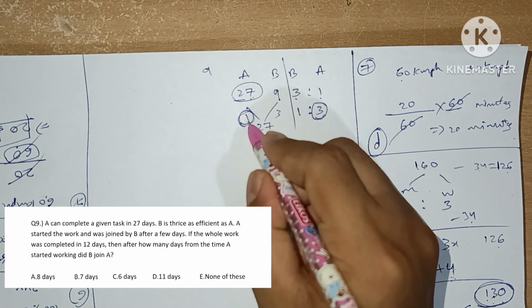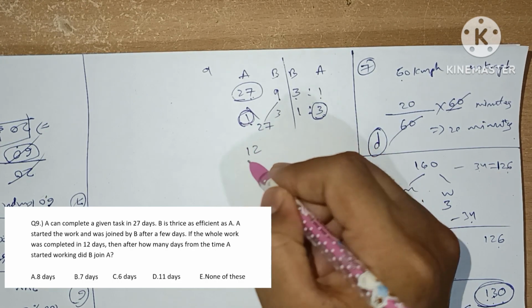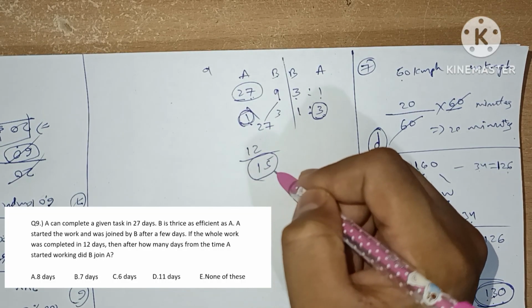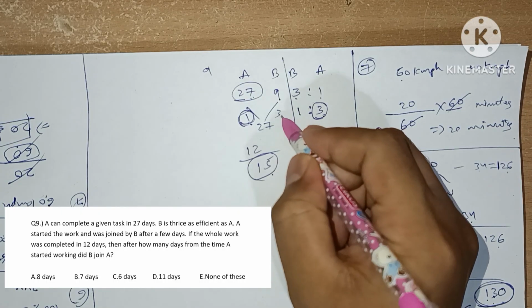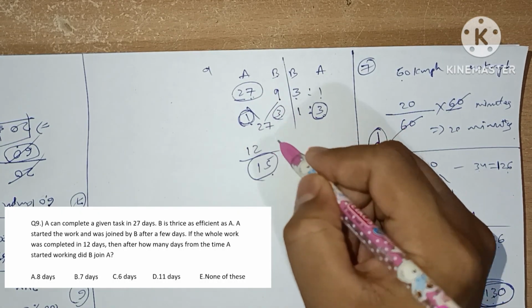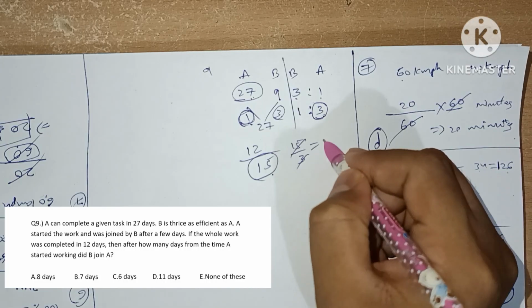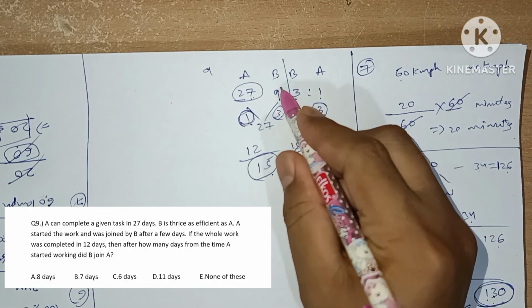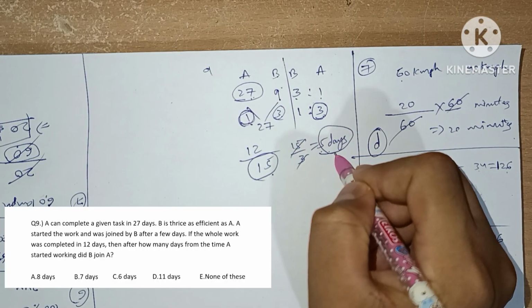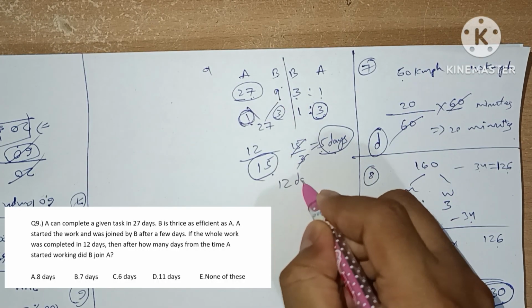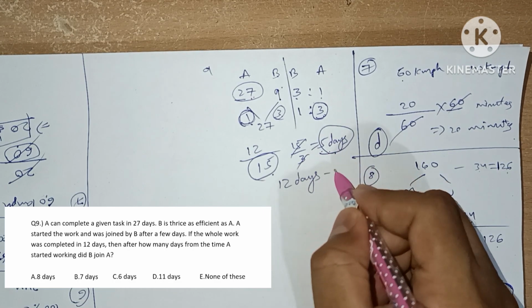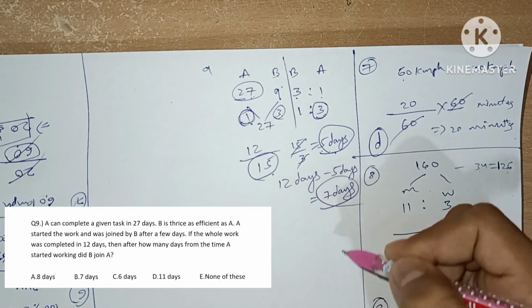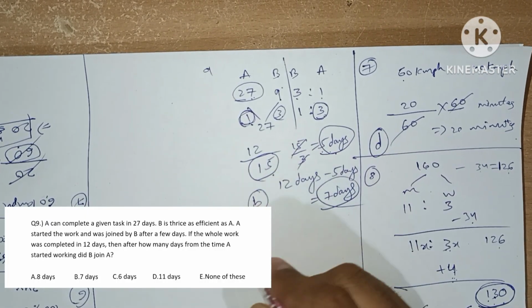His efficiency will be 12 into 1, so 12 units are completed. The remaining part is 5 and 1, that is 15 units. These 15 units are completed only by B. So 15 divided by 3 will be 5. So B participated in the work for only 5 days. A total of 12 days is taken to complete the work, and B worked only for 5 days, which means he came after 7 days. So this is our answer. Our answer will be option B, 7 days.